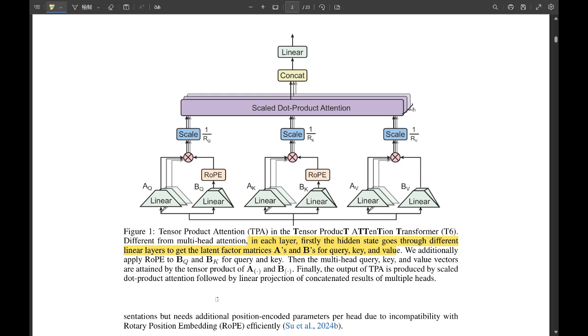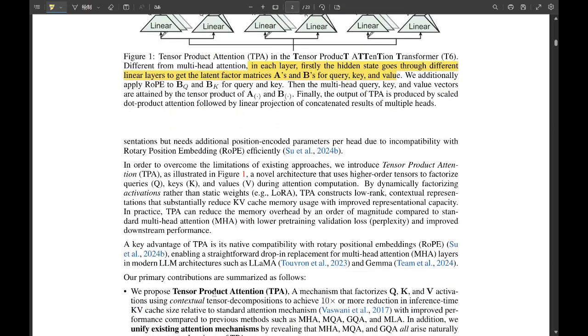But how does this dynamic factorization actually save memory? We're still dealing with the same amount of information, right? Right, but TPA changes how we store it. Instead of storing these entire massive matrices for queries, keys, and values, it only caches the smaller factorized components. And the paper claims this can lead to a 10x reduction in KV cache size. A tenfold reduction. That's a huge improvement. That's like saying you can reduce the size of a library by a factor of 10, and you could fit a lot more information in the same space.